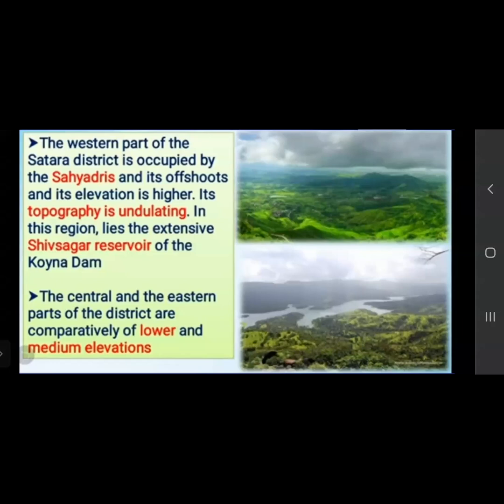Then the central and the eastern parts of the district are comparatively of lower and medium elevations. So compared to the western side of Satara, the eastern and central parts are very low. And the elevation, the height, is also medium. It is not as high as it is in the western part. Okay.